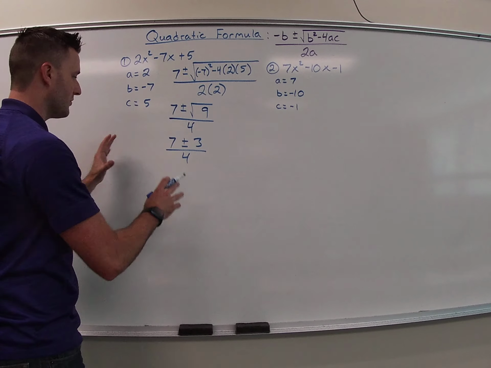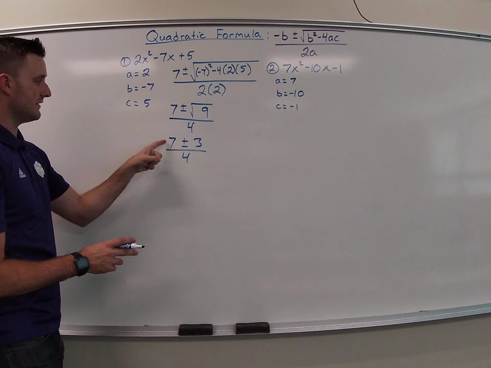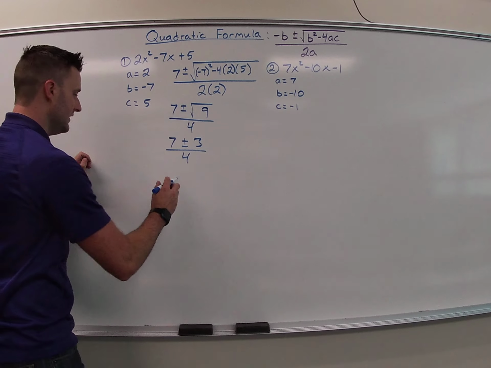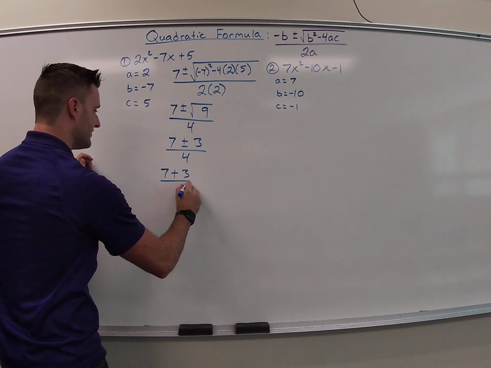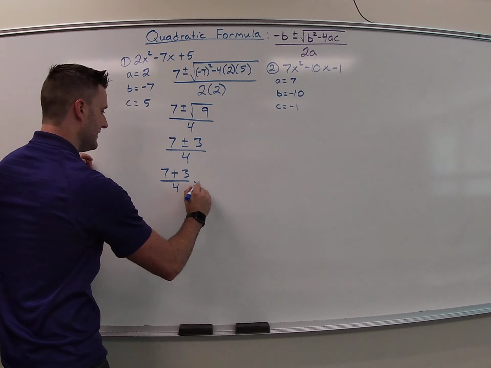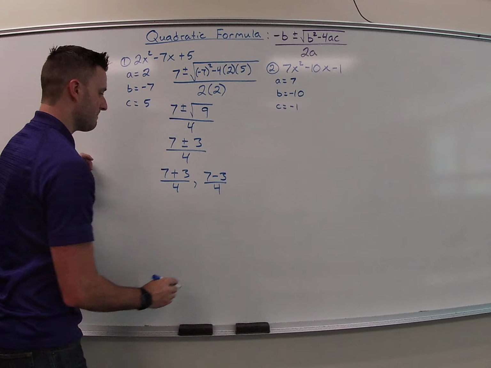And when you solve this, you want to write it up in your two solutions, 7 plus 3 over 4 and 7 minus 3 over 4. So let's go ahead and write that. So I'm going to get two answers. One answer of 7 plus 3 over 4, and then my other answer, 7 minus 3 over 4.